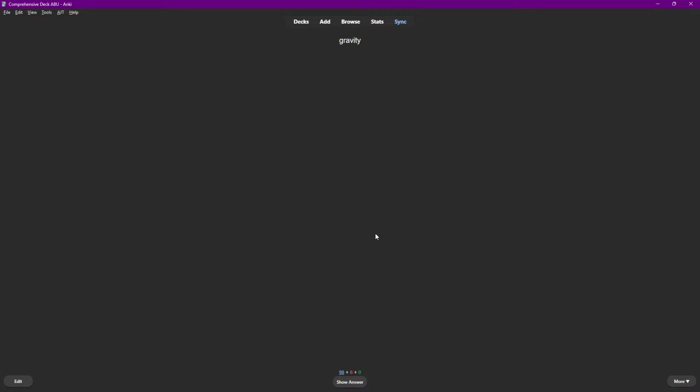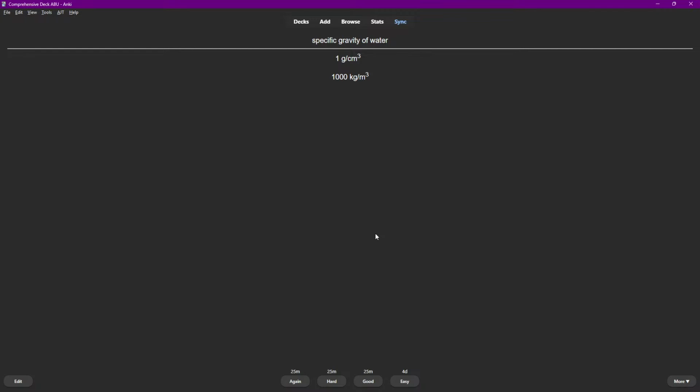Gravity is basically 10 meters per second squared. That was a typo. Specific gravity of water is 1 because I just learned this. Specific gravity is a relative gravity when you divide two different densities. The density of water is either 1 gram per milliliter, 1,000 kilograms per meter cubed.